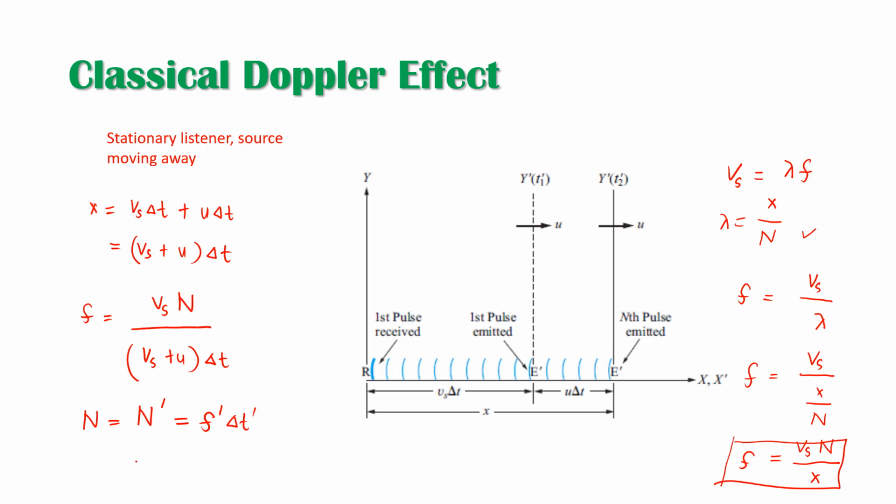Okay, so our f can be written as v sub s multiplied by f prime delta t prime divided by v sub s plus u multiplied by delta t. Okay, so let me just copy it here. So we have now this equation, f equals f prime multiplied by v sub s times delta t divided by v sub s plus u multiplied by delta t. So this one is delta t prime.